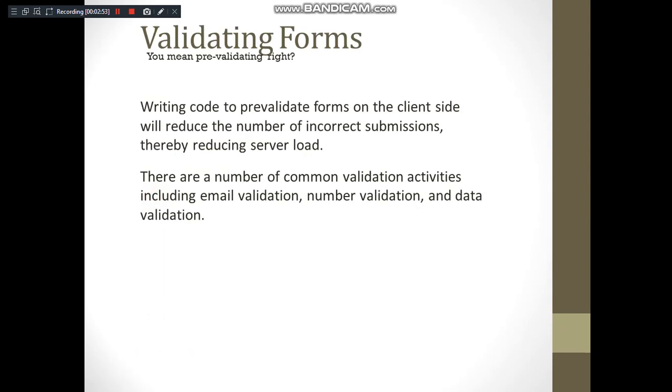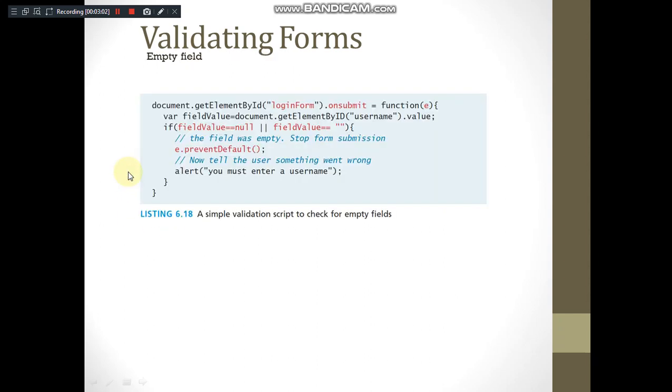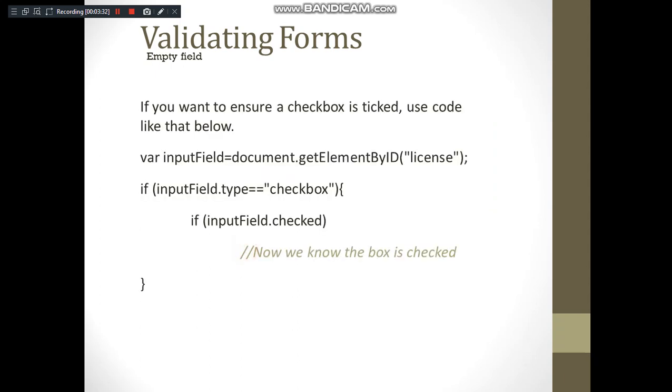So let us go to forms. Mainly in this we'll see how to validate a form. Many times we require form validation, including email, number and date validation. Here is an example where a simple validation is required. When it is submitted, you check the value of the username that is taken. It should not be null or empty. Then you prevent the default action of the submit button, and you display a message to the user saying you must enter a username. That is done through the alert function.